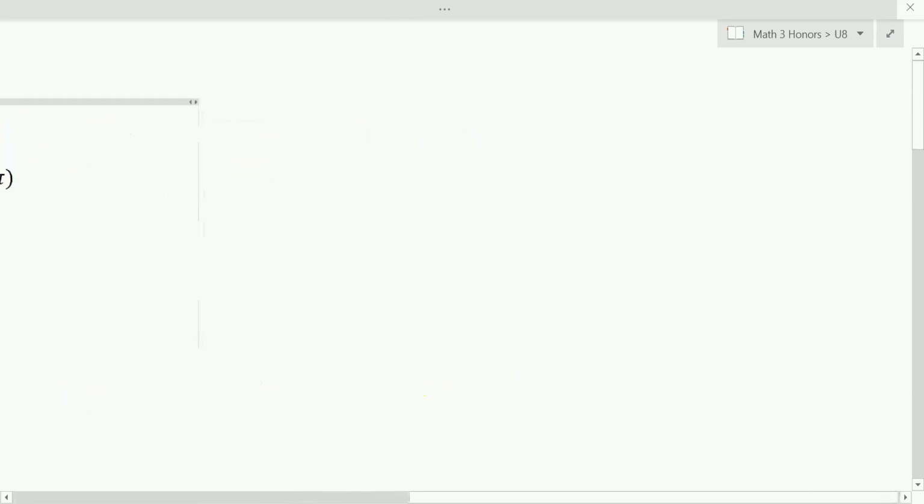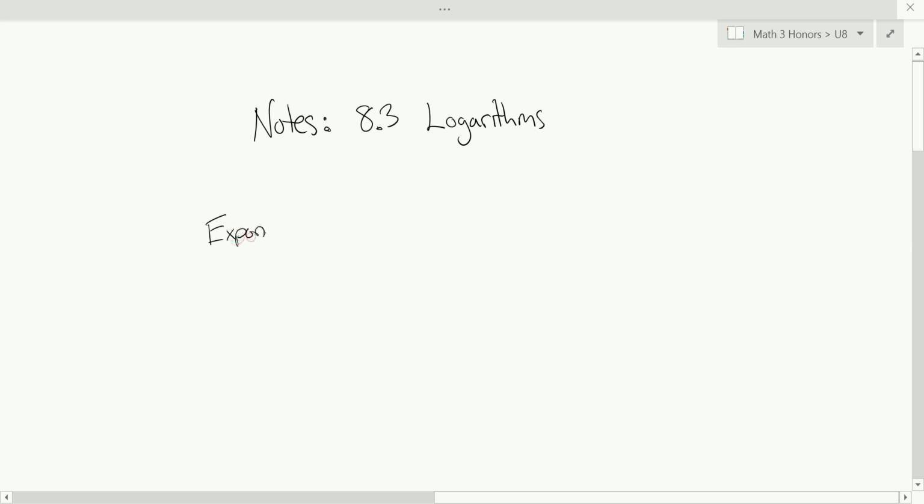All right, so the title of our notes, we're in section 8.3. And I'm going to define for you logarithms. And a logarithm is another form for an exponent. So we're going to talk about two forms, exponential form, which we're familiar with, and compare that with logarithmic form.